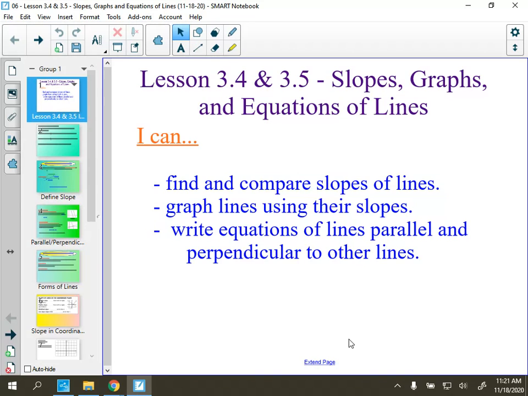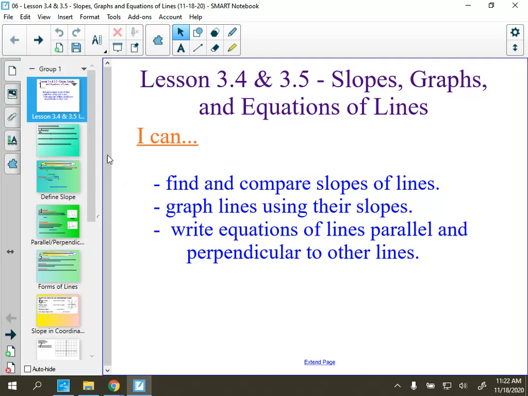So we're still talking about parallel and perpendicular lines, but putting them now in the context of a coordinate plane. We'll go back and review some stuff as far as slopes and equations of lines. How do I write equations of lines? And how do parallel and perpendicular lines relate on the coordinate plane? So let's jump in, let's get it going.